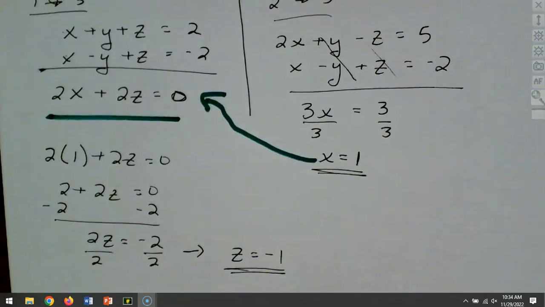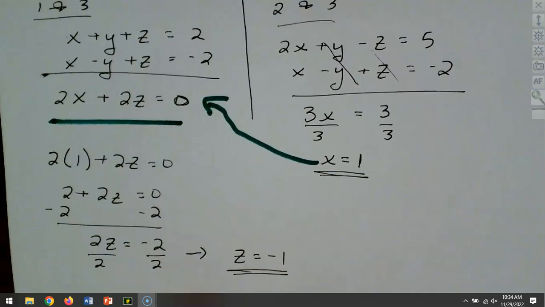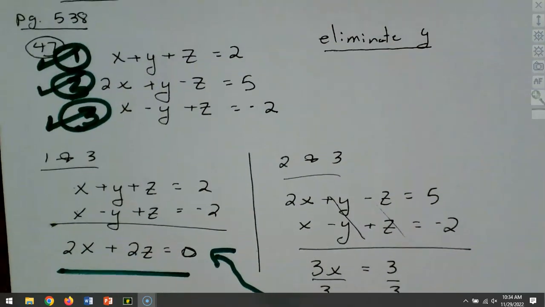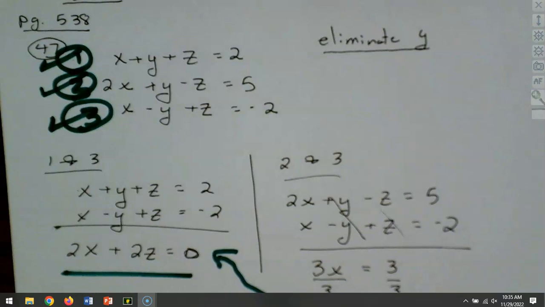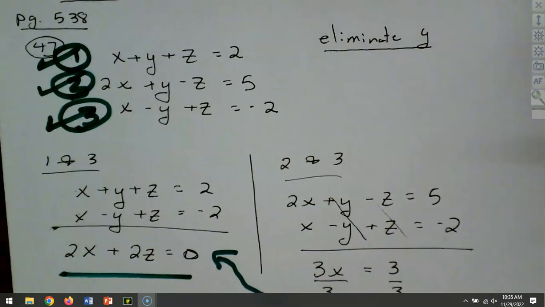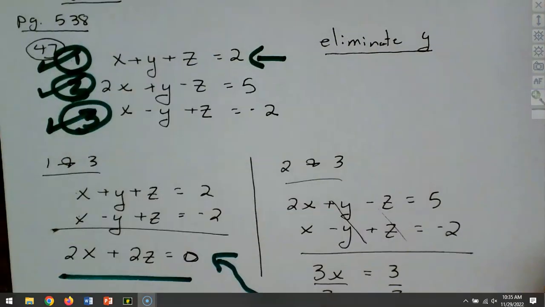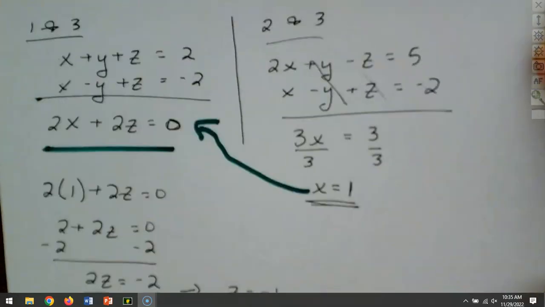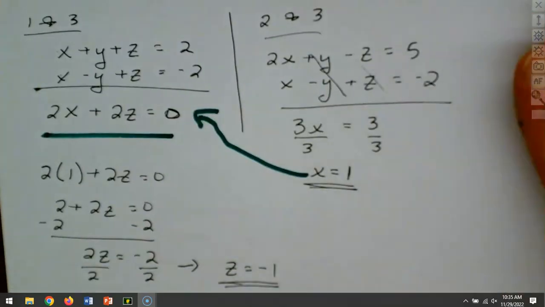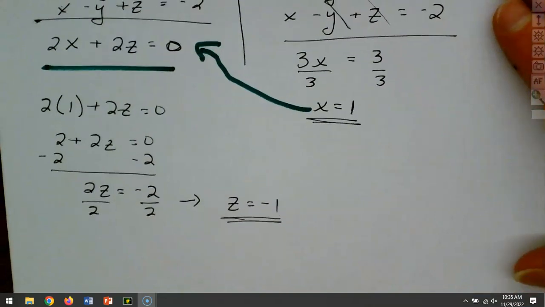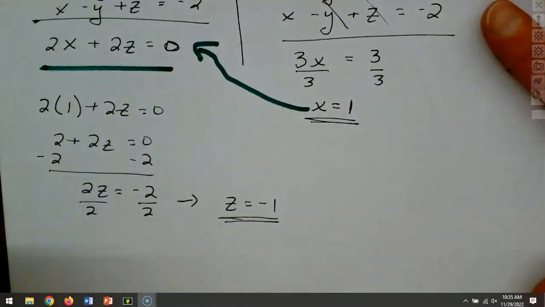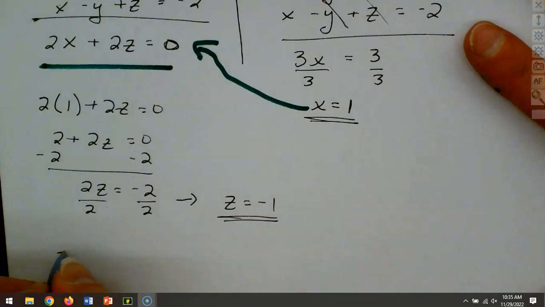So we've got to plug it back into some equation that has a y in it. That means we go back to the very original, and it doesn't matter which one we use. How about I just plug it into my first equation? We know what x is, we know what z is, so we can easily now get the y. So let's rewrite it and get the y. This is equation 1.